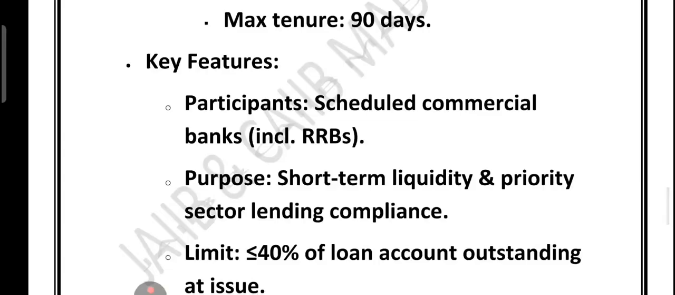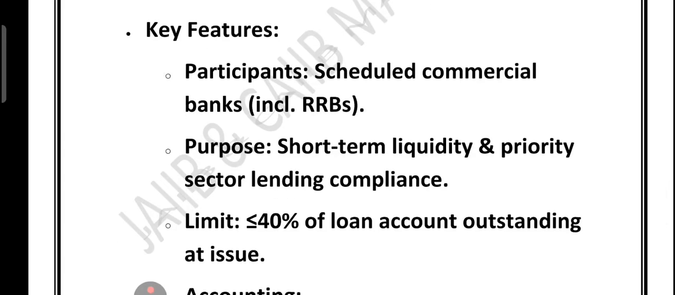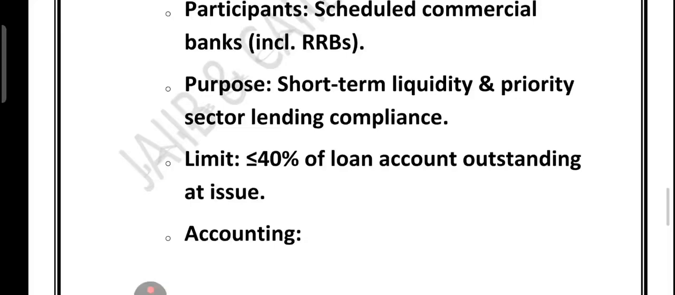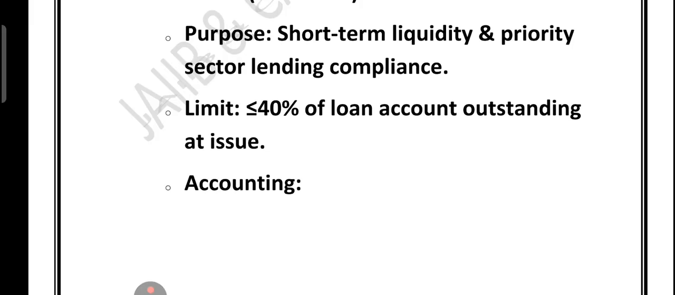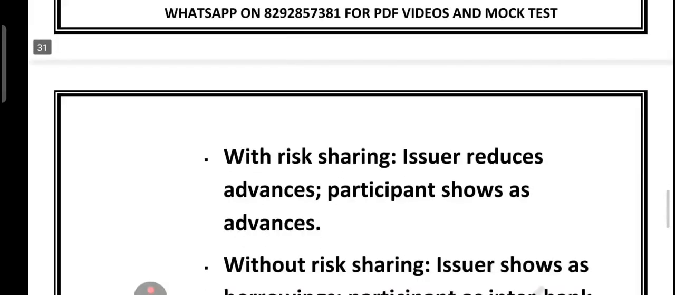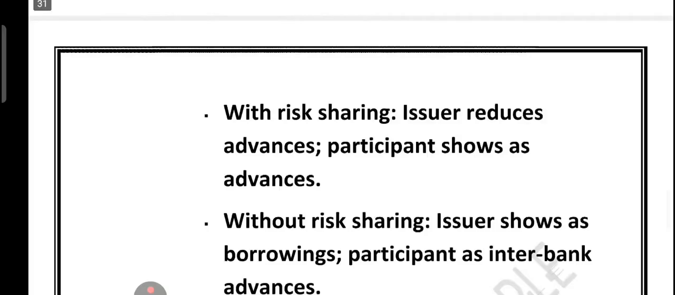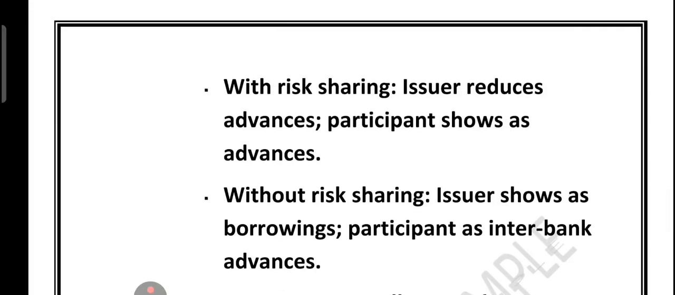If you look at the key features, participants include scheduled commercial banks including RRBs. What is the purpose? The purpose is to manage short-term liquidity and to comply with the PSL target, that is the priority sector lending target. And the limit is less than or equal to 40% of the loan account outstanding. If you look at the accounting, please remember, if it is with risk sharing, the issuer reduces advance, and the participant shows it as advance.